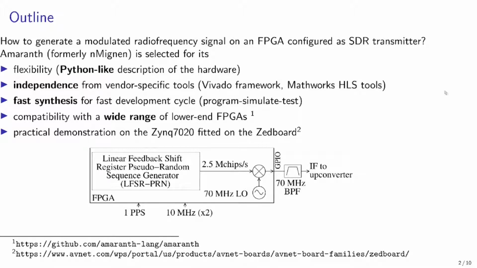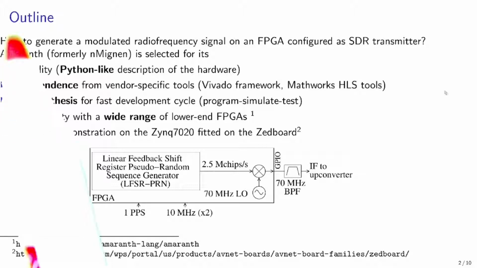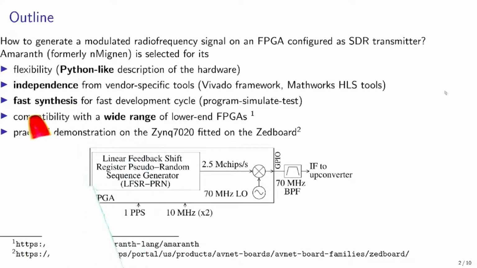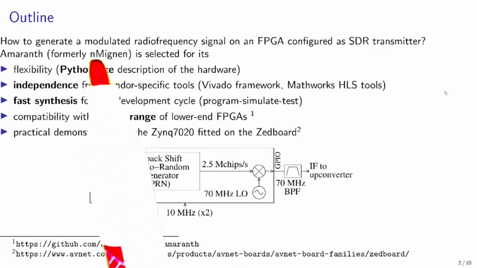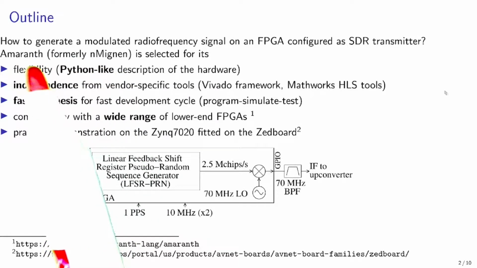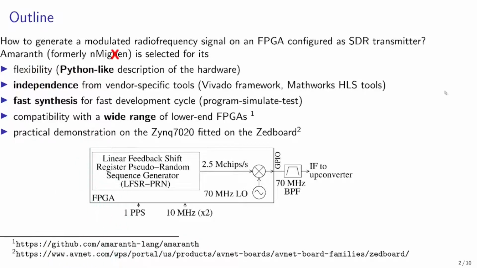Finally, we would like to try to get rid of some of the historical hardware description languages, such as Verilog and VHDL, which are quite verbose, and try to benefit from some of the modern functionality, especially of Python programming. This is provided formerly in MiGen, now called Amaranth. So this is the language that we have selected for developing our software-defined radio transmitter.